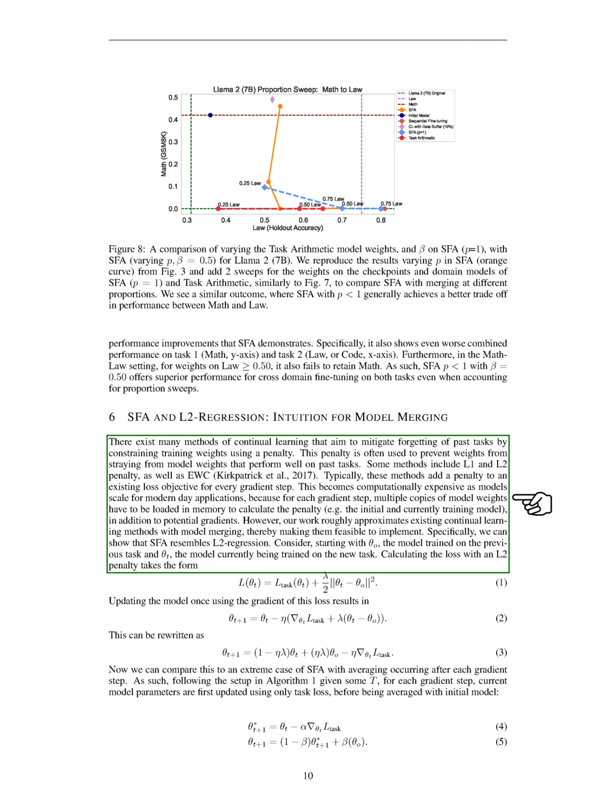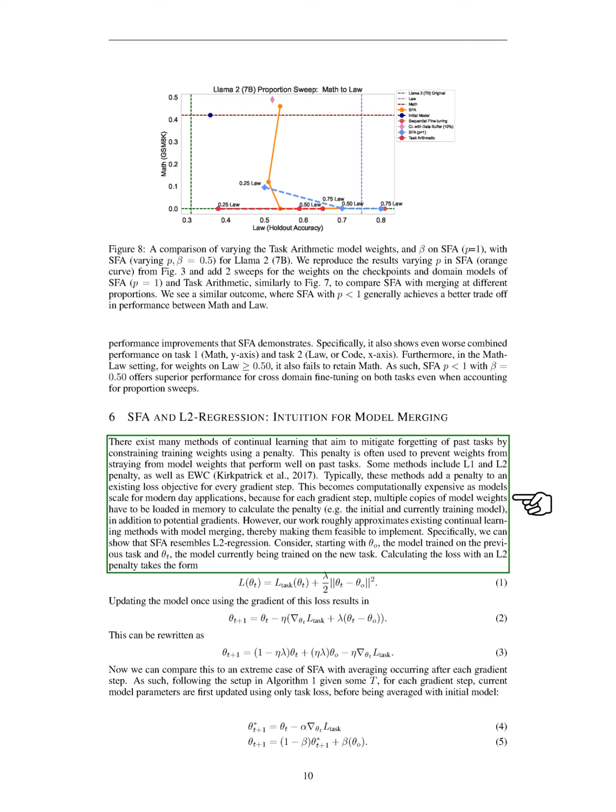Typically, these penalties are added to the loss function at each gradient step, which can become computationally intensive as models grow, since we need to load multiple versions of the model weights into memory for each step. We propose a simpler approach by approximating existing continual learning methods through model merging. Specifically, we demonstrate that SFA is similar to L2 regression.